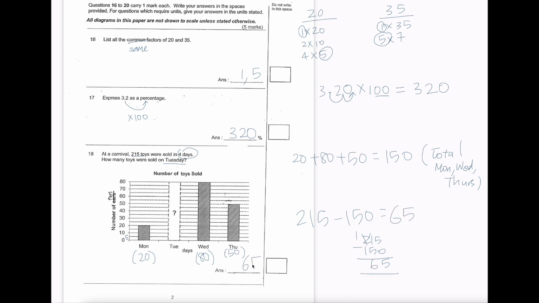Okay, let's move on to question 19. The figure below shows a solid that is made up of 1 cm cubes. Find the volume of the solid. Before we find out the number of cubes, let's find out the volume of 1 cube first. Okay, so it is length times breadth times height, which is all 1 cm. So 1 times 1 times 1 is just 1 cm cube.